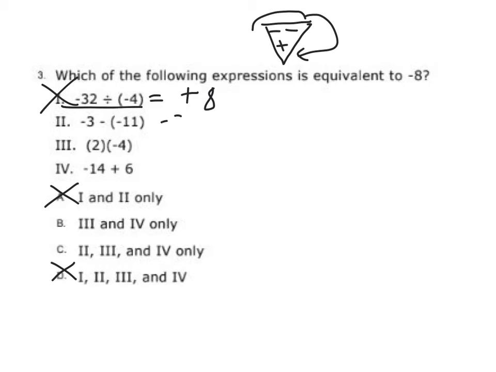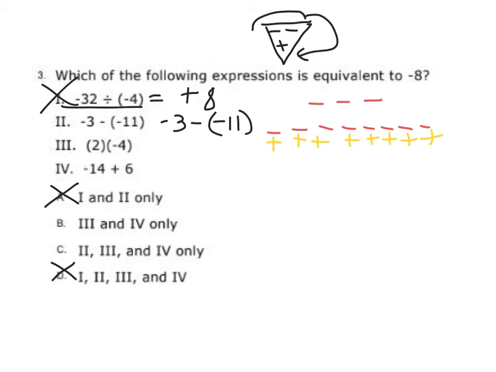So we have negative 3 minus negative 11. And this is where you're going to use the zero pairs. So if you have negative 3, 1, 2, 3, and you're taking away 11, I don't have 11, so I need to add zero pairs. So I'm going to go ahead and add zero pairs. 1, 2, 3, 4, 5, 6, 7, 8, 9, 10, 11. So these are zero pairs. So when I add those 8, I take away zero pairs.